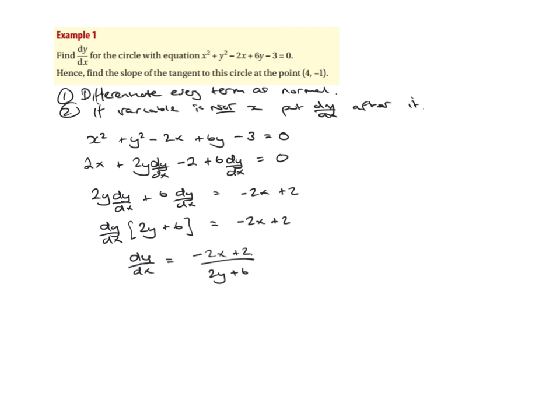Okay, so not quite finished. We've got to find the slope of the tangent to the circle at the point 4, minus 1. That's pretty straightforward. At x is equal to 4, y is equal to minus 1, we throw it into this function. So dy dx is equal to minus 2 by 4 plus 2, all over 2 by minus 1 plus 6. Work it out: that's minus 8 plus 2 on the top, so minus 6. On the bottom we have minus 2 plus 6, which is 4. So that's equal to minus 3 over 2, and that's the slope.